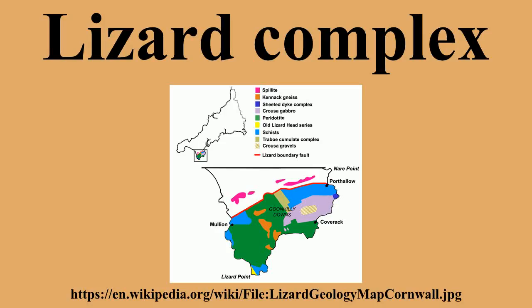U-Pb dating gives a late Cambrian age for both the Man of War gneiss and for intrusions cutting early fabrics in the Old Lizard Head series. Structure. The current outcrop pattern of the various units of the Lizard complex is mainly controlled by Carboniferous age normal faulting.